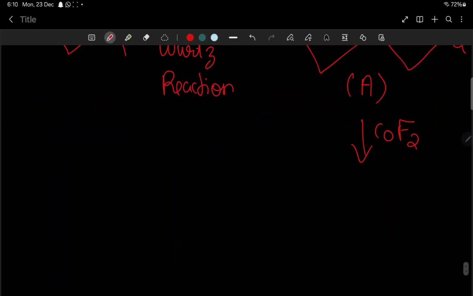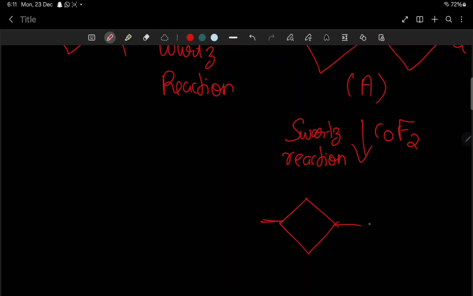In your NCERT we know that when you are adding something related with fluoride, AgF, Hg2F2, CoF2, SbF3, the reaction is termed as Swarts reaction. So what happens? The halogen atoms will be replaced by fluorine atom. Like chlorine and bromine atom will be replaced by fluorine atom. So our answer is this. So this is the product B.